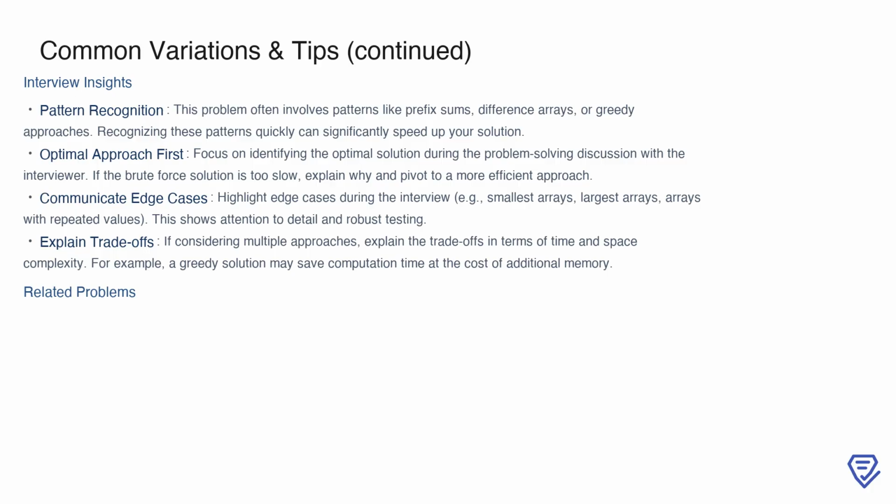When discussing your solution, focus on presenting the optimal approach. If your initial solution is too slow, explain why and pivot to a more efficient method. Additionally, highlighting edge cases during the discussion demonstrates thoroughness and ensures your solution is robust. For example, mention scenarios like arrays with repeated values or the largest possible input size.